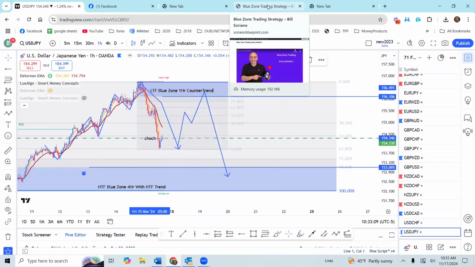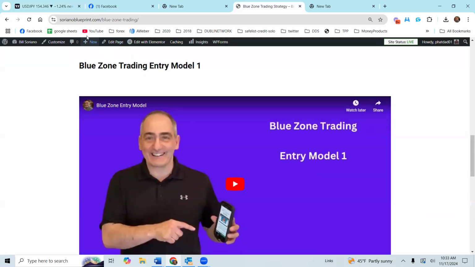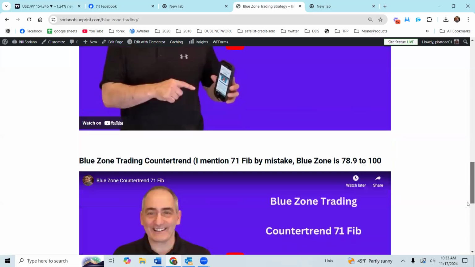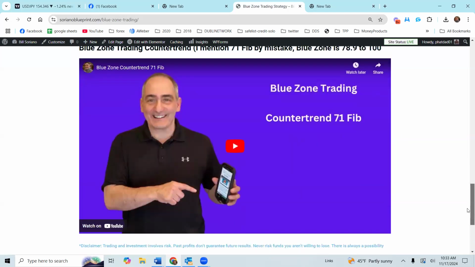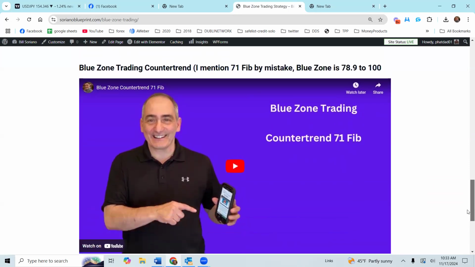Okay. And again, you will be watching this video from this page right here, SorianoBlueprint.com, blue-zone-trading, right? When you're on here, this video will be right here, okay? So this will look different because this says blue zone trading counter trend 71 fib. That's not correct. The blue zone is always the 78.6 to the 1 area. That's actually wrong there. So that's the video, guys.